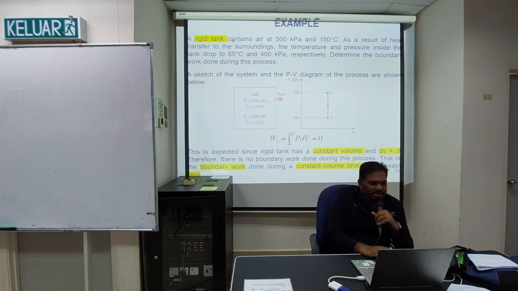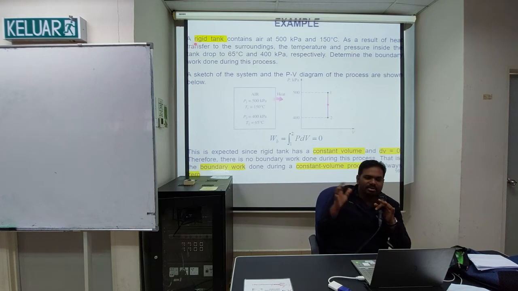Okay, so kalau you tengok dekat sini a rigid tank. Okay, a rigid tank maksudnya the volume is constant. The volume is not expanding or decreasing. A rigid tank contains air. So dia dah bagi tahu dekat sini the fluid is air at 500 kilopascal and 150 degrees Celsius. Okay, so there's a system. Air P1 equals to 500 kilopascal, T1 equals to 150 degrees.